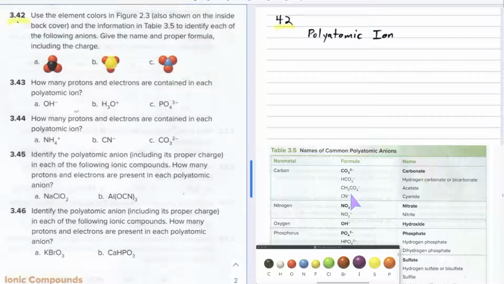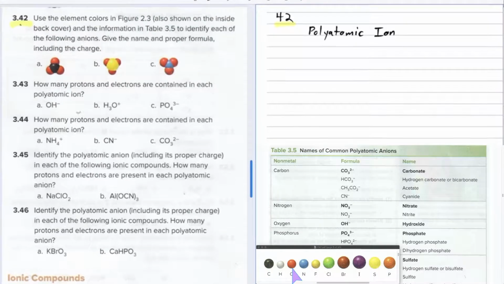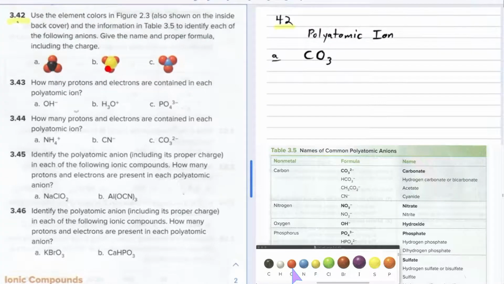So looking at A, you got a black one surrounded by 3 red ones. Well, that's going to be carbon and 3 oxygens. So I'm going to write CO3. So A is CO3. Now before we write the charge and name it, let's just do the other ones quickly. So here's B and C.